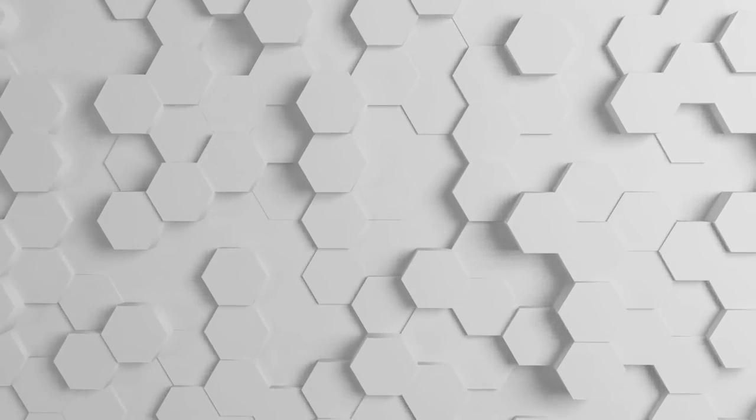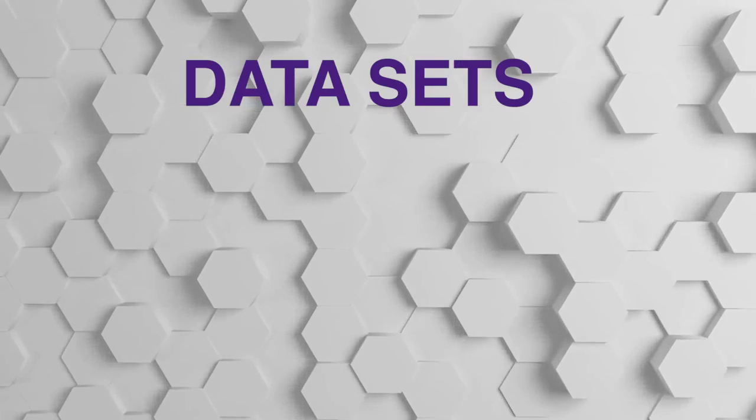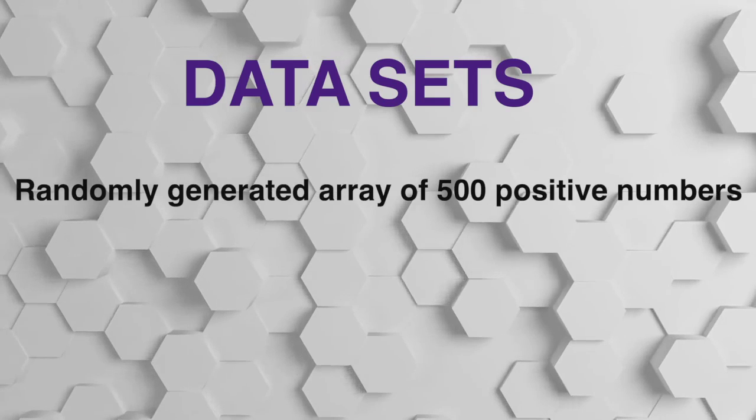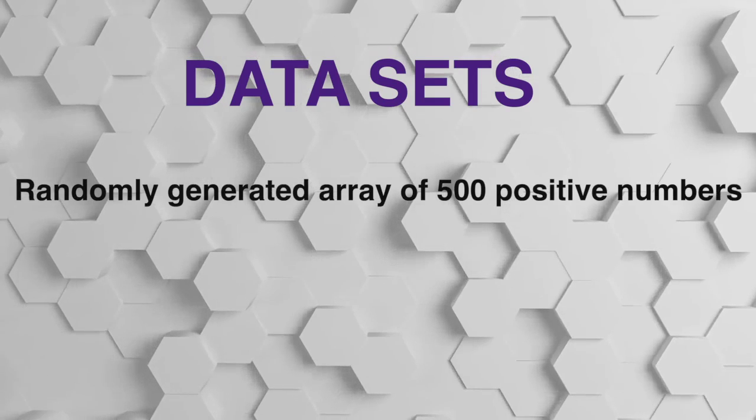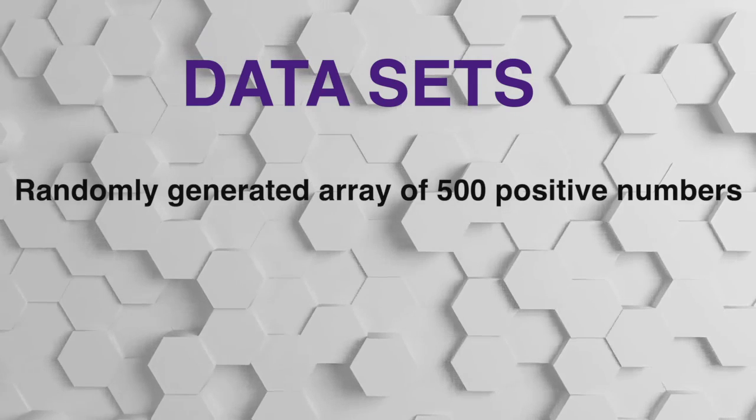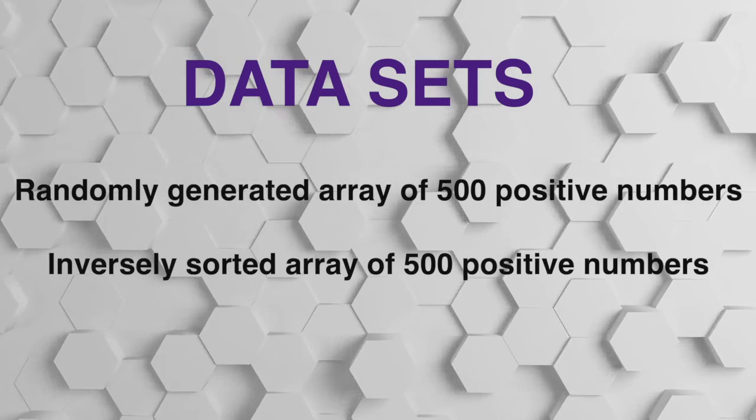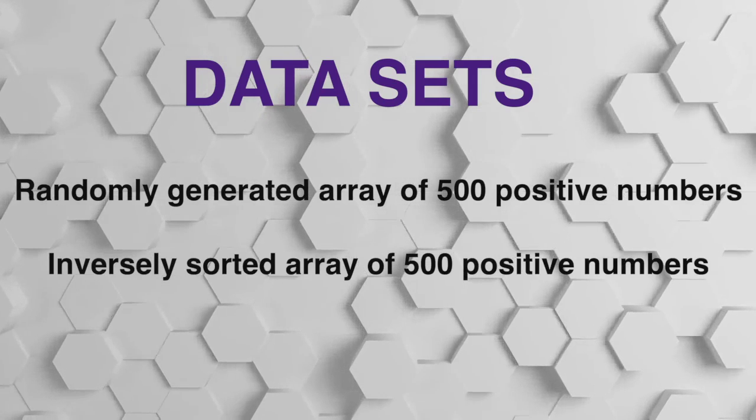For this experiment, we have used two types of datasets. The first dataset is a randomly generated array of 500 positive numbers, and the second dataset is an inversely sorted array of 500 positive numbers.